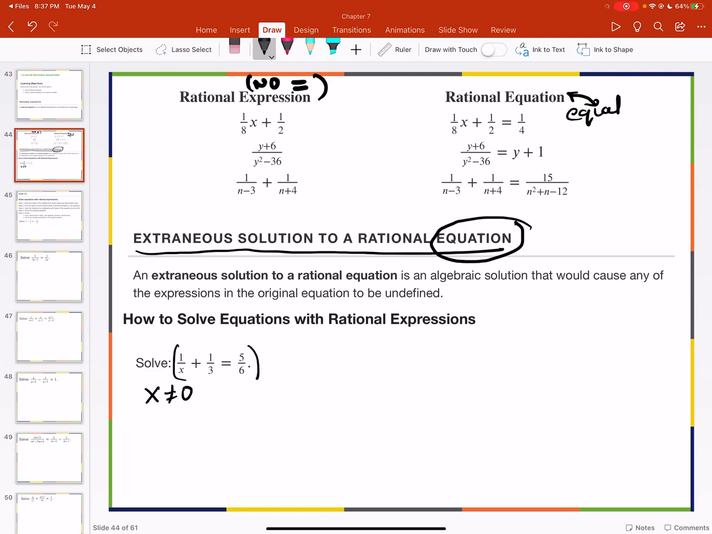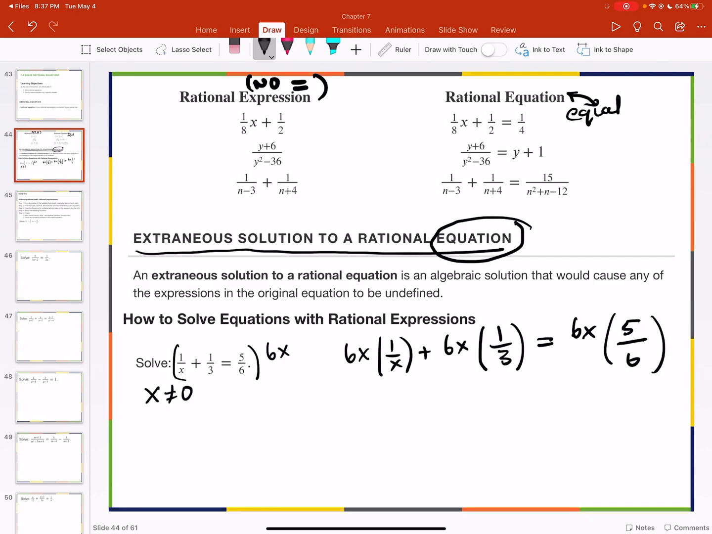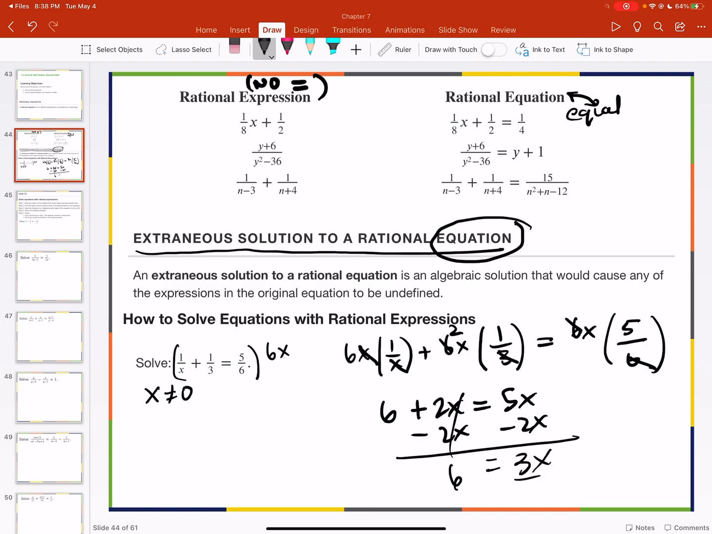So what would I need to do here? If I want to solve this, I'm going to multiply everything by the LCD, which is 6x. I'm going to write it all out just this first time so that you can see that you're supposed to multiply every single term in the equation. The x's cancel, you get 6. 3 goes into 6 twice, so plus 2x, then equals, and the 6's cancel, and you get 5x. Then you just solve for x. 6 is equal to 3x, divided by 3, and x is equal to 2.